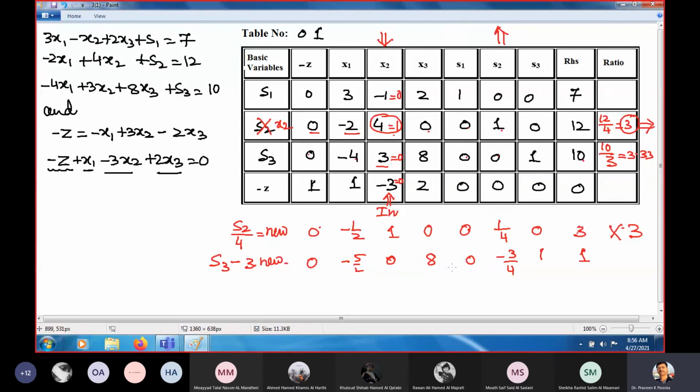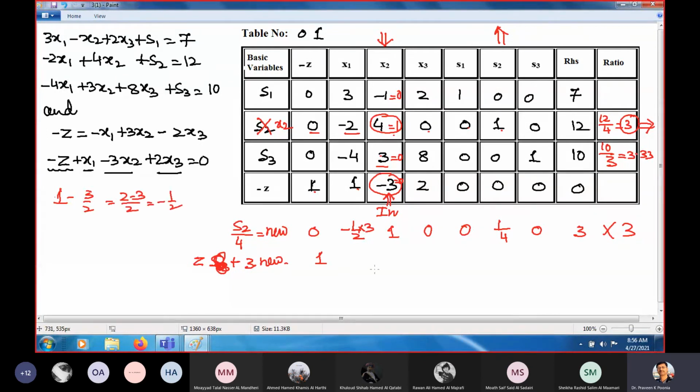Now the last one, Z. And how can you make it? Here is minus 3. The difference is here was plus 3, here is minus 3. So minus minus, here we need to make plus. And it will be Z plus 3 into new. So you need to multiply by 3. So 1 plus 0 is 1. 1 minus 1 by 2 into 3 is minus 3 by 2. How much? 2 into 1, 2 minus 3 minus 1 by 2.